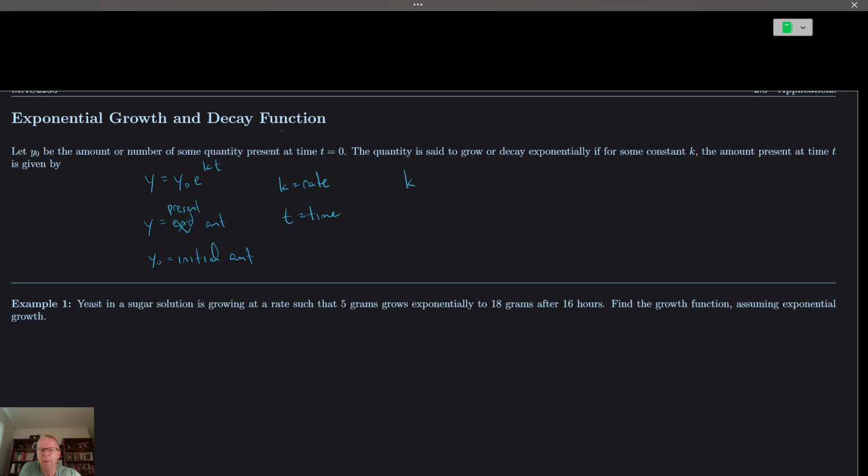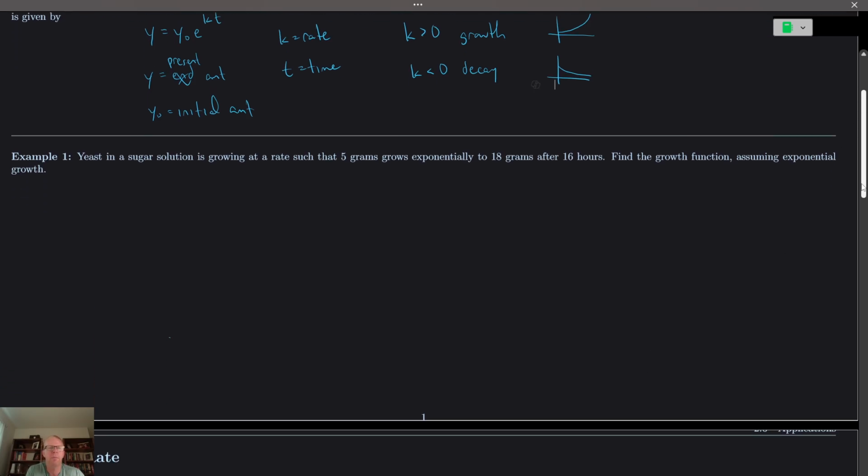If k is greater than 0, this is going to be a growth function. And if k is less than 0, it's going to be a decay function. And of course, growth means that the graph will look like that. Decay meaning it will look something like that. So nothing too complicated about these formulas. You certainly want to be sufficient and competent at solving exponential equations. That's the main skill that you will need.